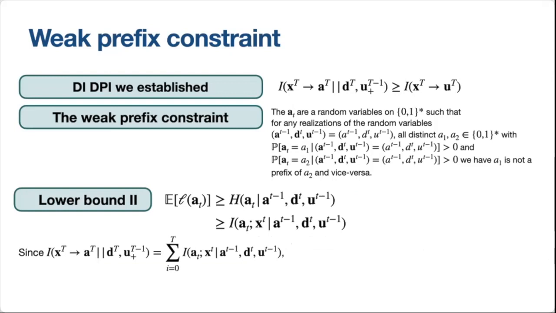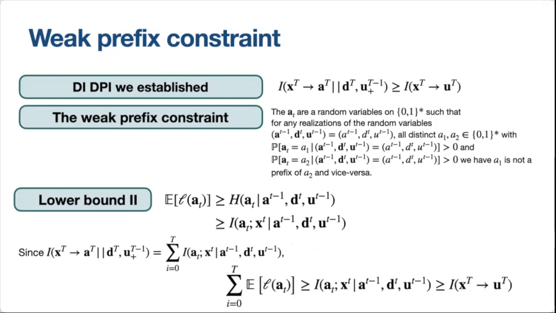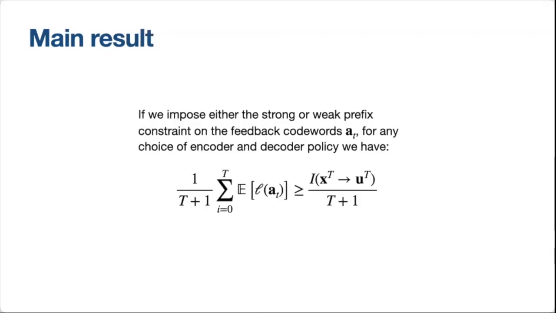Recalling that this is the definition of causally conditioned directed information, we can sum both sides of the inequality to get this. The last step, we use the DI-DPI at the top of the screen. Thus, for the weak prefix constraint, we also have the lower bound in terms of this directed information. Thus, we've essentially proven our main result. Regardless of which prefix constraint you impose, the expected code length is lower bounded by the time average directed information from the state to the control input over the same time horizon.